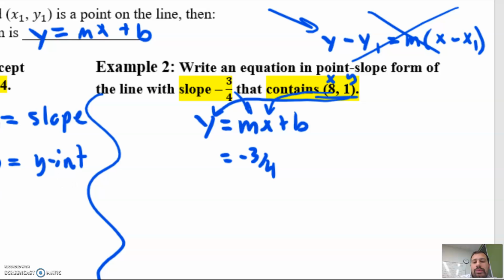So what is this going to look like? 1 equals negative 3/4 times 8 plus b. Now check this out. I've plugged everything in. I still have my b variable left. If I solve this equation, I'm going to find the value of b. So let's try that. I'm going to multiply negative 3/4 and 8. If you need to, use a calculator. I'm just going to multiply the numerators and then divide by 4. Negative 3 times 8 is negative 24. Negative 24 divided by 4 is going to give us negative 6.